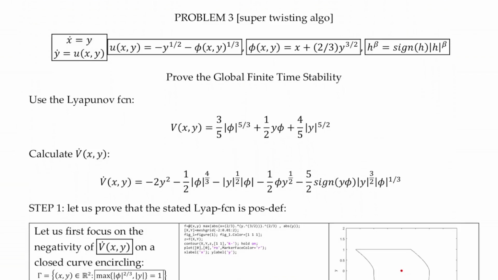And here, this is also called the super-twisting algorithm. This is the dynamical system. We have an input, and this is the input where we also parameterize and use the phi function, and the phi function looks like that. Okay, notice that 2/3 and 3/2.